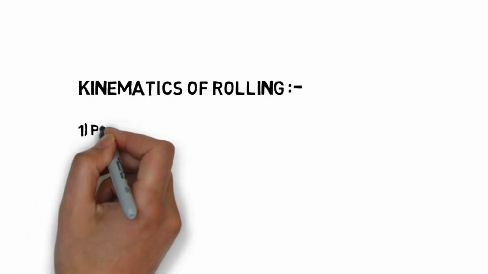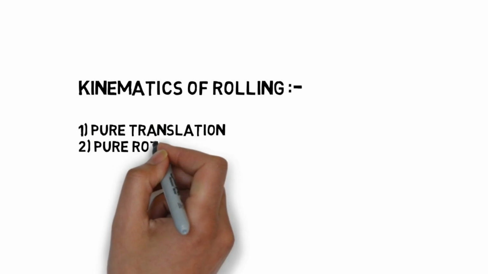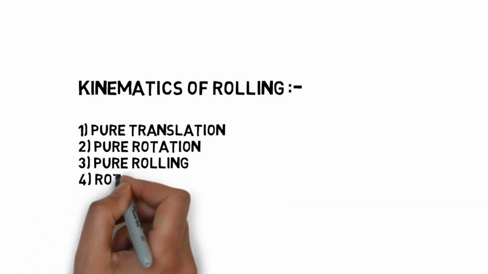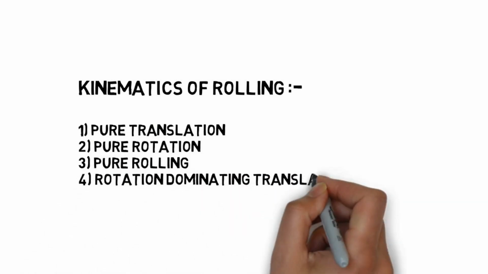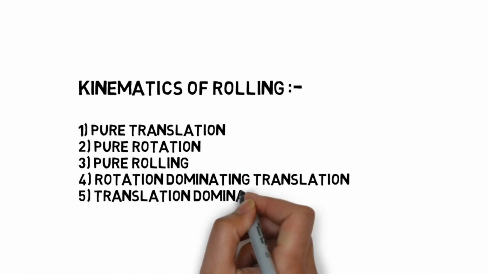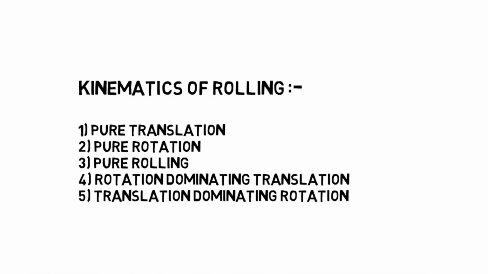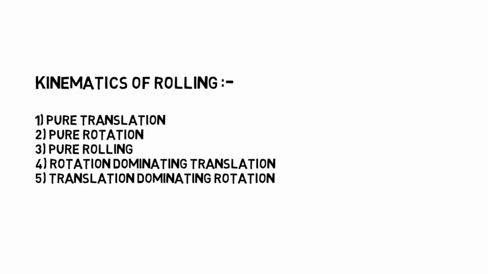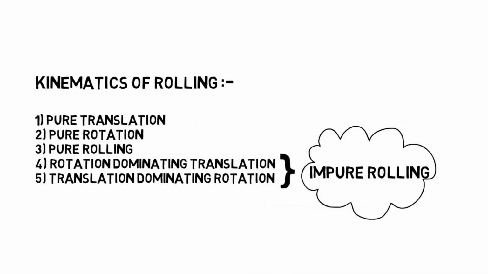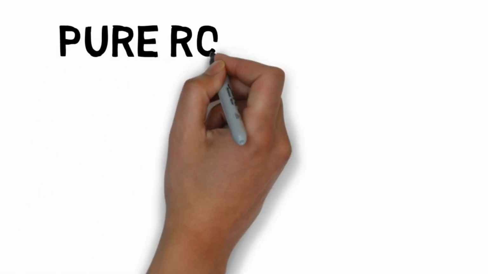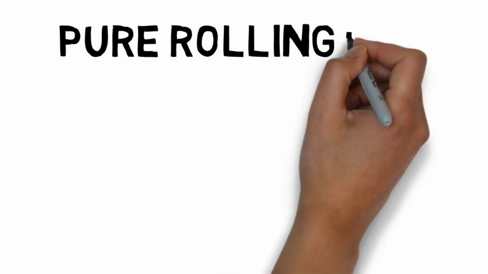Today we are going to discuss rolling motion, an interesting topic. We can divide this part into 5 major categories: pure translation, pure rotation, pure rolling, where we can see both the translation and the rotation, and two other scenarios, when rotation dominates translation and when translation dominates rotation. Today in our video we are going to mainly focus on pure rolling. So let's now come to the point.